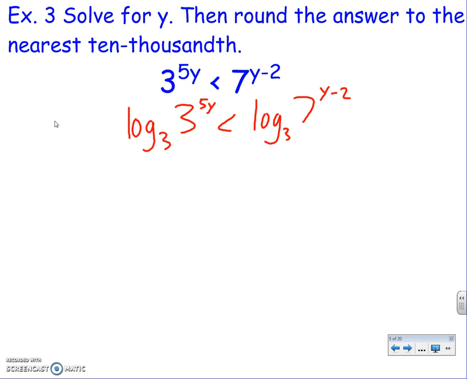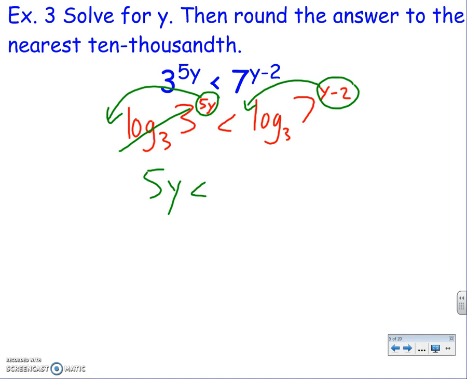All right, once you log, this cancels, exponent goes to the front. So this left side is just 5y, so that's easy to work with. This right side is a little difficult. This is in front, in parentheses really, of log base 3 of 7. On the right side, I need to distribute. So I distribute this and that.